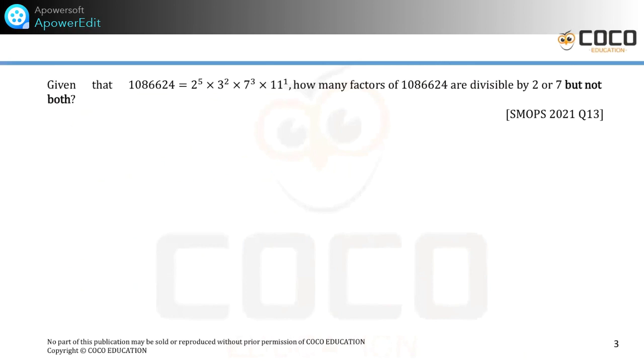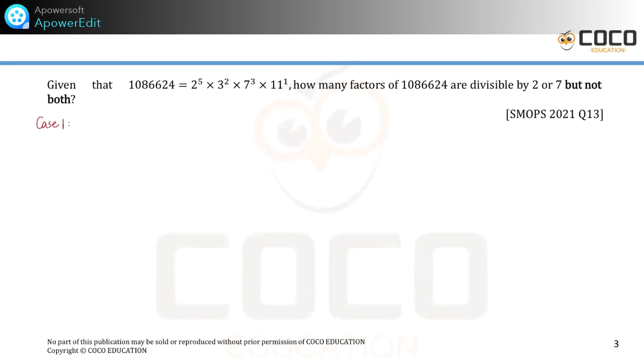Right, let's move on to the next question. This is from SMOPS 2021. We're given this number, and they tell us the factorization. So it contains factors of 2, 3, 7, and 11. How many factors of this number are divisible by 2 or 7, but not by both? So we have two cases.